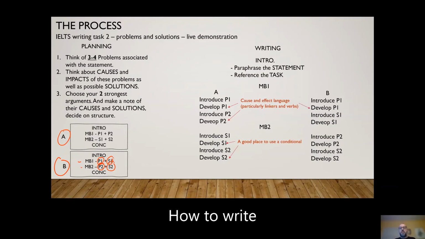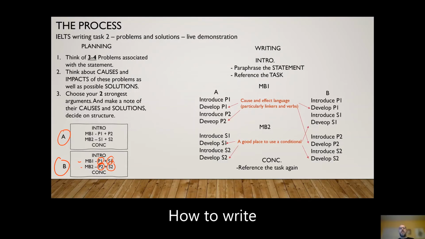If you're following structure B, you're still going to use this language, cause and effect language, particularly linkers and verbs, when you're developing your problem one, and conditionals are really good for developing solutions. So can you see there, if you follow structure B, you're going to have cause and effect language and probably a conditional in the first main body paragraph, and then the same thing repeated in the second main body paragraph. Cause and effect language, linkers, verbs to develop the problem that you've said, and conditionals as well as other cause and effect language to develop the solutions that you're suggesting.